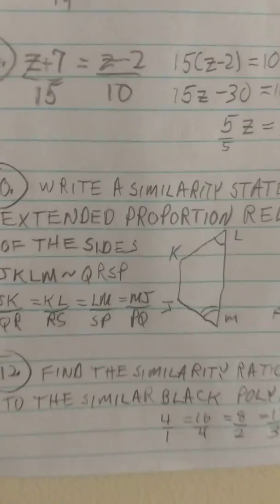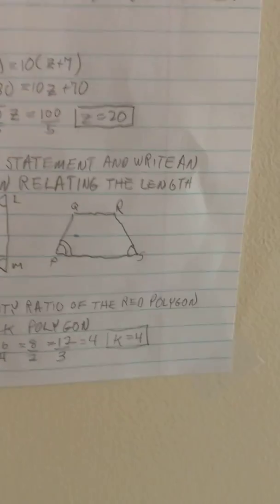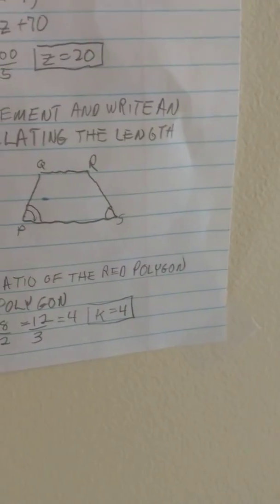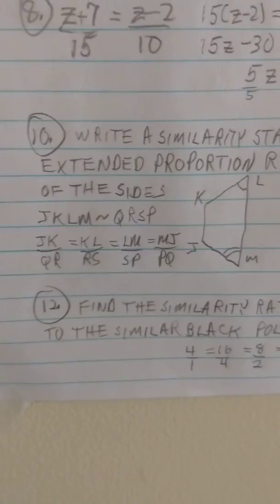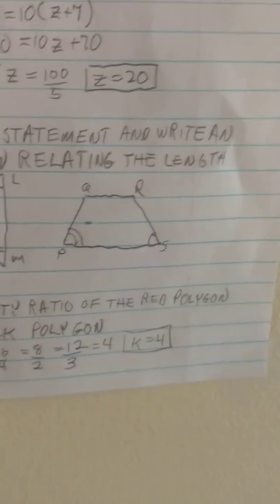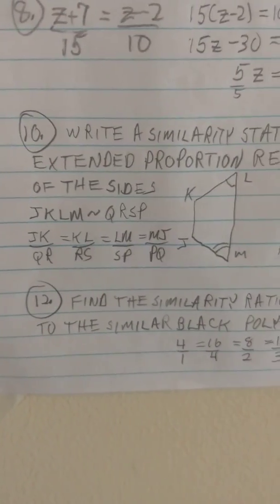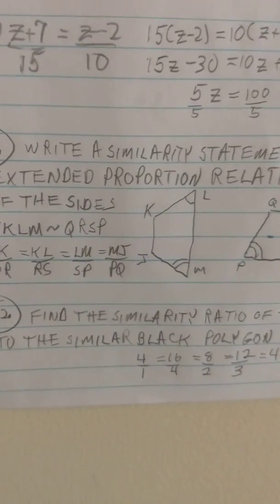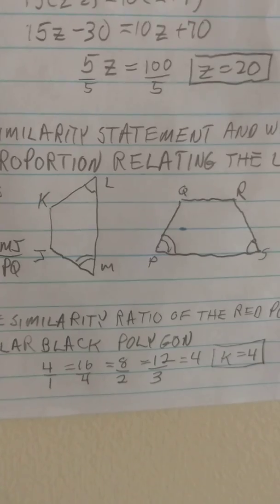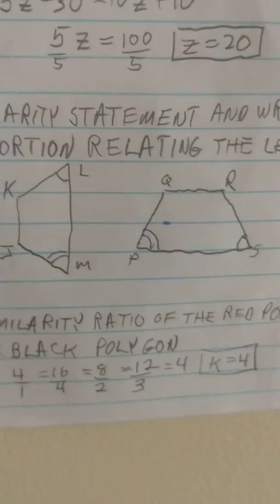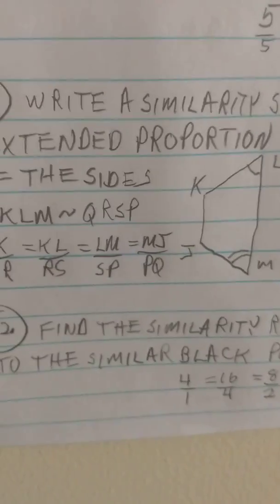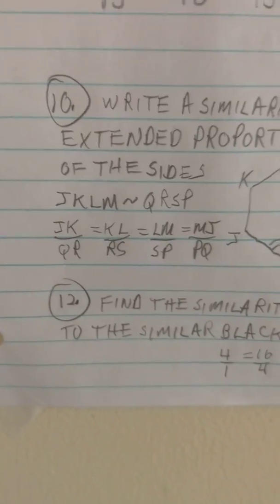Okay, on 10, it says write a similarity statement and write an extended proportion relating the links, all 4 of them for these 2 trapezoids. So first we can say that JKLM is similar to QRSP because they're telling us this, because they are similar.